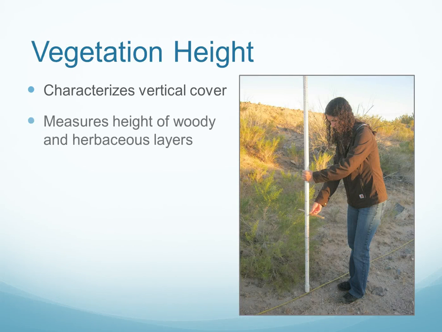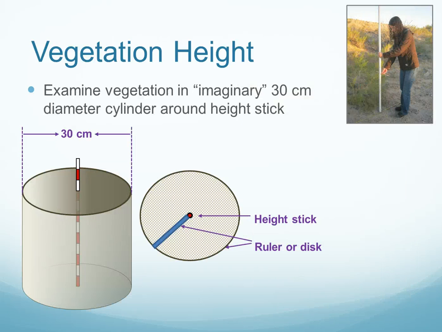Now, vegetation height is the first type of measurement we're going to look at that characterizes vertical cover. When we are measuring vegetation height, we measure the height of both woody and herbaceous layers. Usually this is done using a height stick, as you see the observer using in the image here, and we take multiple measurements along a transect.